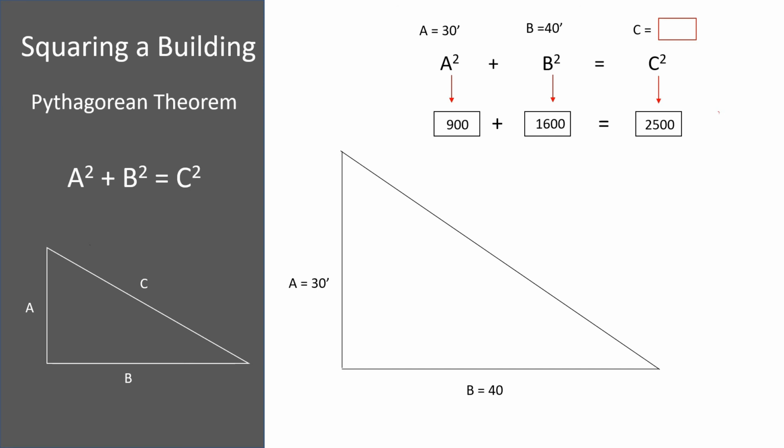2500. All right, always remember, this is C squared. That's not your answer. The answer is C. So we know C squared is 2500. So what do we have to do? Get the square root. Get the square root of 2500. And the answer is C equals 50. So 30, 40, 50.